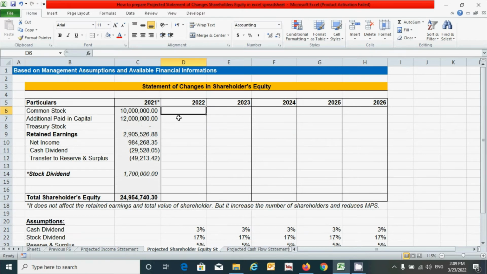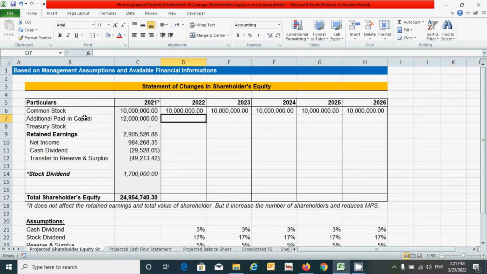So first, common stock. The value of common stock will be the same as previous for the entire next years, okay. So let's calculate it. Press the equal to sign and now click this one. Now press the F4 key for absolute reference. Now press the enter key. Now click here and drag from left to right. Alright. Second, additional paid in capital.